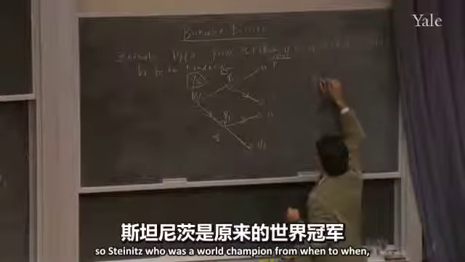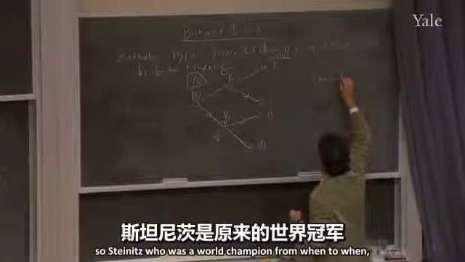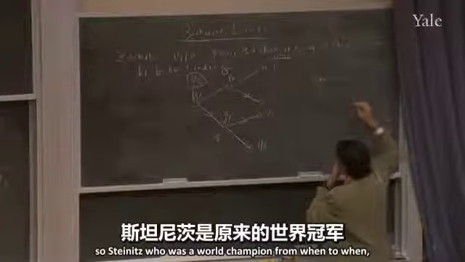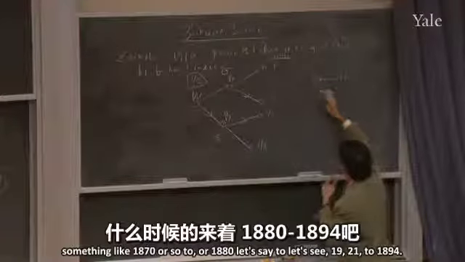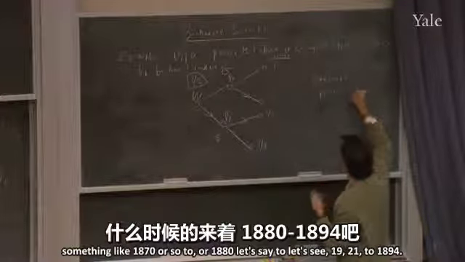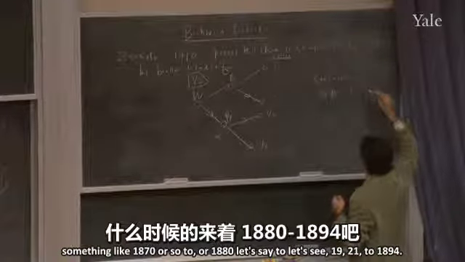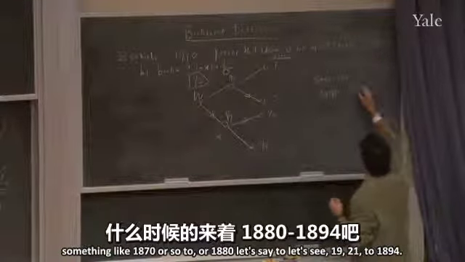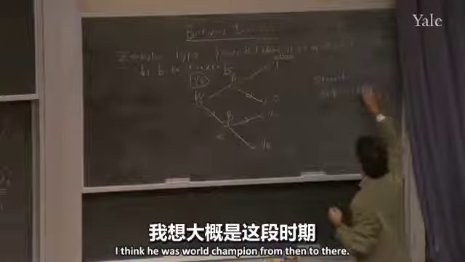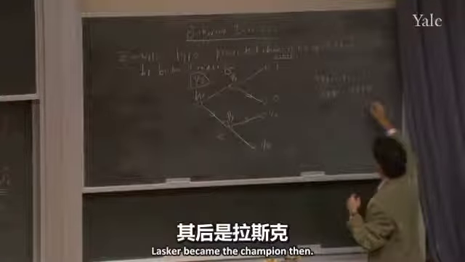So Steinitz, who was a world champion from when to when, something like 1870 or so to, or 1880, let's say, to, let's see, 1921 to 1894. I think he was world champion from then to there. Lasker became the champion then.